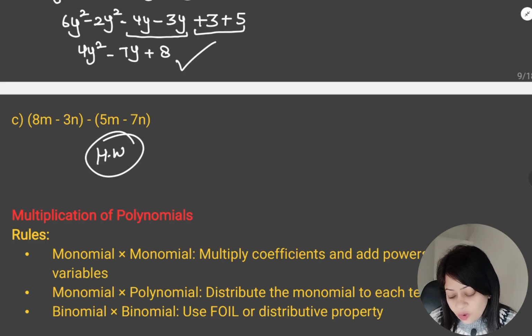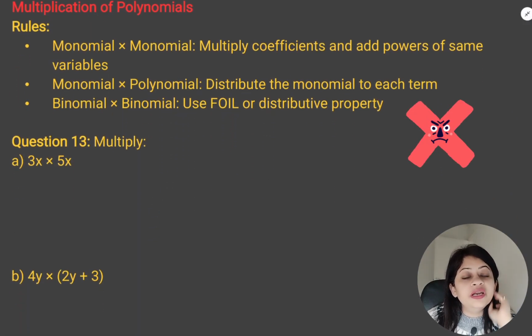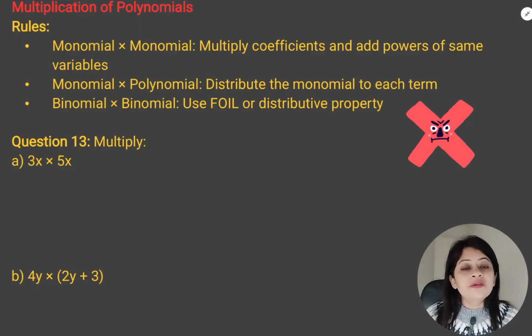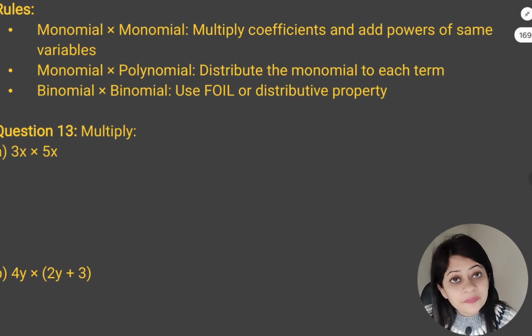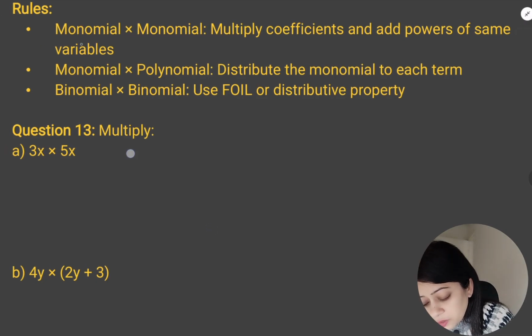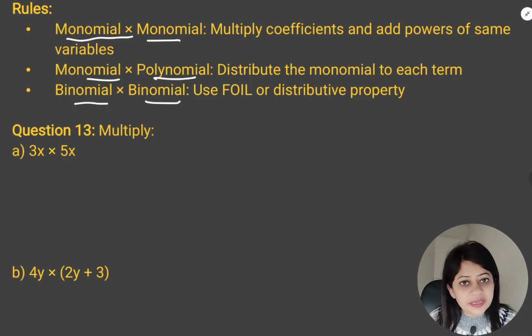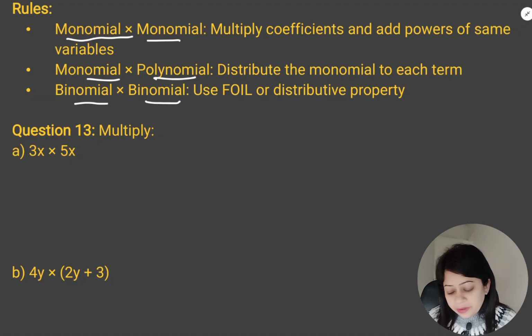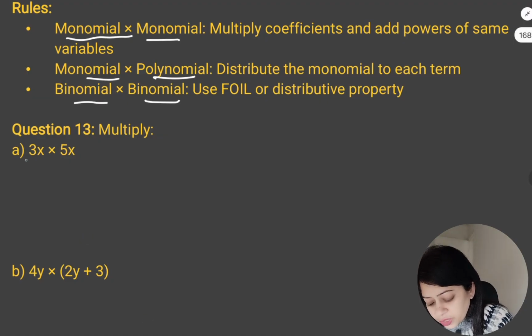Okay. Now we have multiplication of polynomials. How do we multiply polynomials? We need to see, are we multiplying monomial with monomial, or monomial with polynomial, or binomial with binomial? We will do examples of all types and I will explain at that time. Okay. First question. Here 3x is a monomial and 5x is a monomial, right?